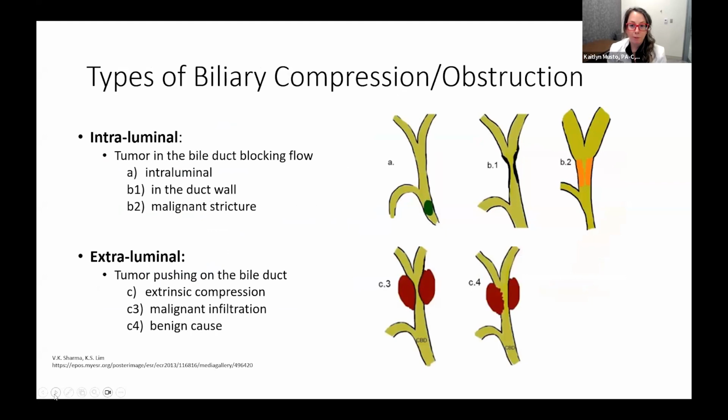These are different types of biliary compression or obstruction. You can have intraluminal or extraluminal compression or obstruction blocking the bile flow. So in the top pictures, you can see in picture A, there's a discrete mass blocking the bile duct. In pictures B1 and B2, these are more of a stricture type appearance where there's still inflammation and scarring there that blocks the bile flow. The bottom pictures show extraluminal compression, which is a tumor compressing from the outside of the bile duct, causing extrinsic compression.